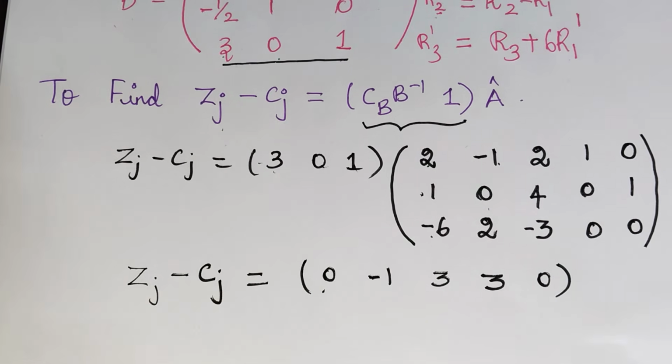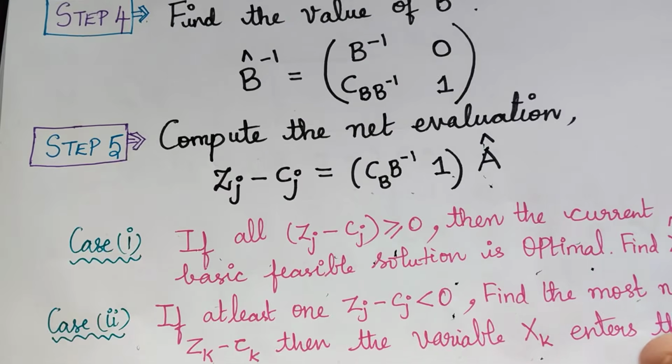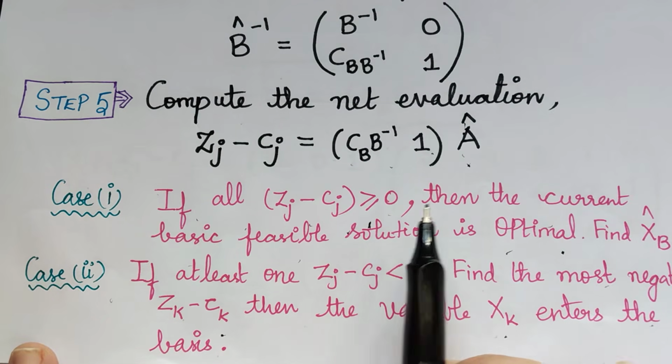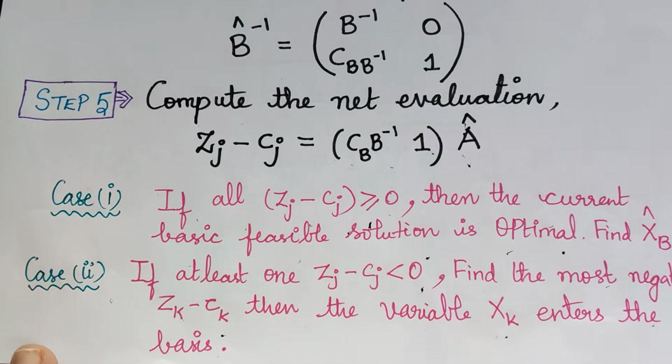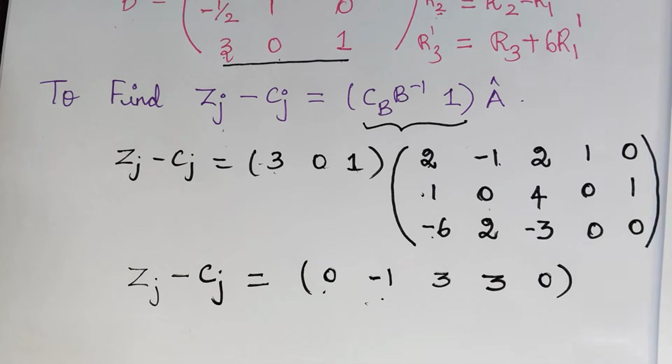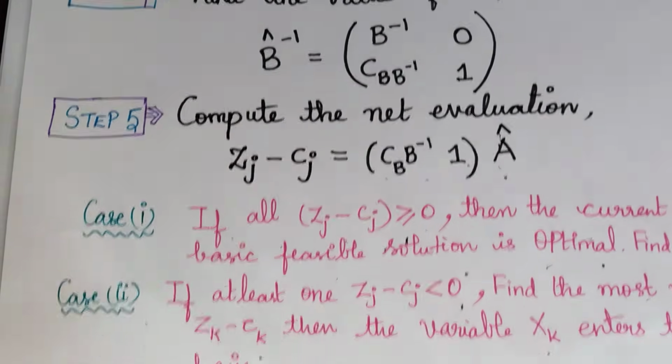So after obtaining Zj minus Cj, we have to repeat the steps. That is, if all Zj minus Cj are greater than or equal to 0, then the current basic feasible solution will be the optimal solution. But if you see, all are not 0, we have a negative value. So the first case doesn't apply here.